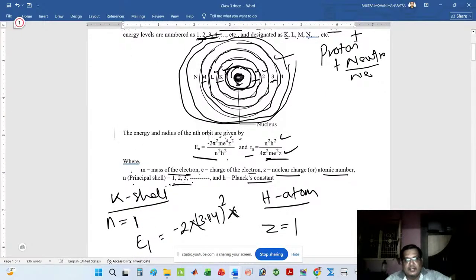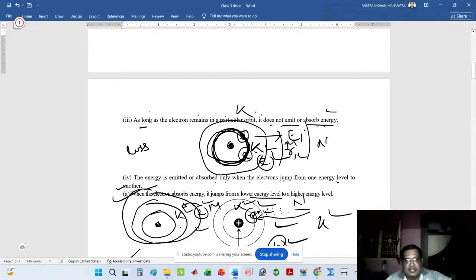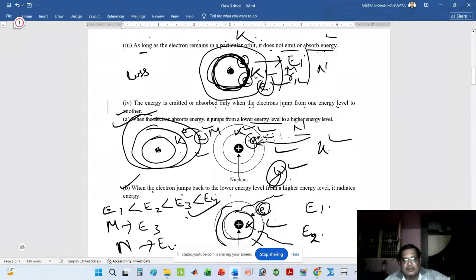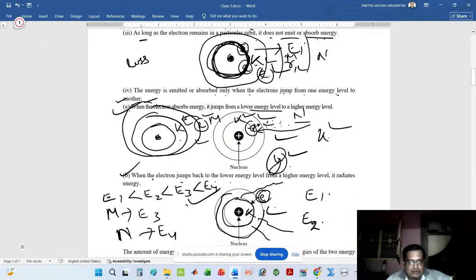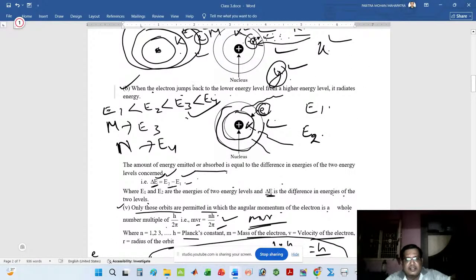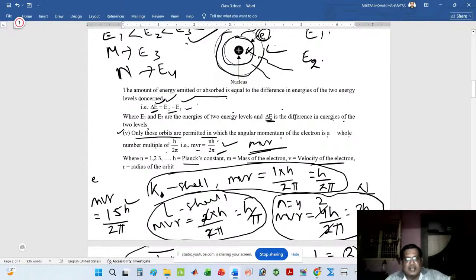The energy and radius of the nth orbit are given here, that is E1 and r1. The formula is given here. Next, as long as the electron remains in a particular orbit, it does not emit or absorb energy. The energy is emitted or absorbed only when the electron jumps from one energy level to another. When the electron absorbs energy, it jumps from a lower energy level to a higher energy level. When the electron jumps back to the lower energy level from a higher energy level, it radiates energy. The amount of energy emitted or absorbed is equal to the difference in energy of the two energy levels concerned.